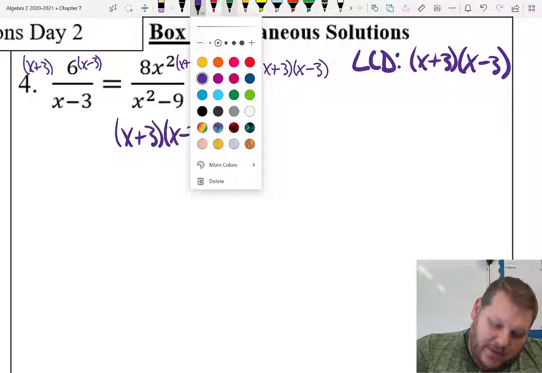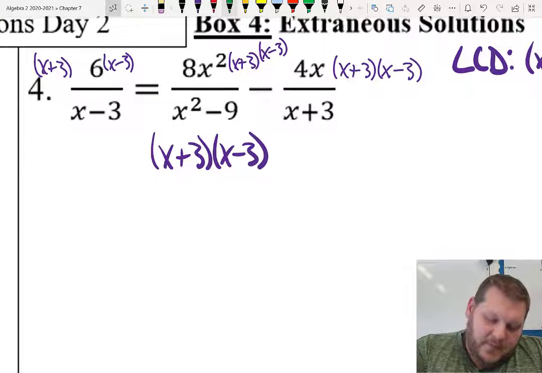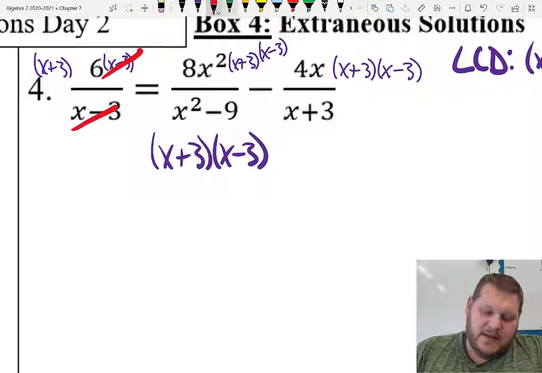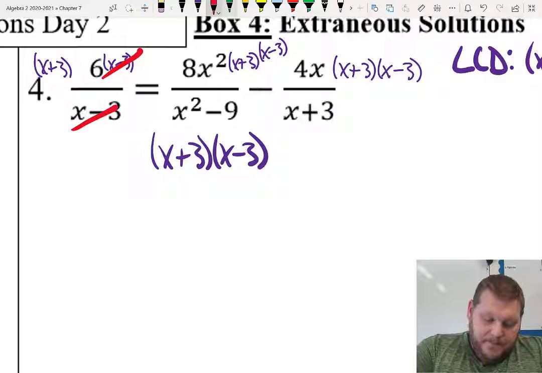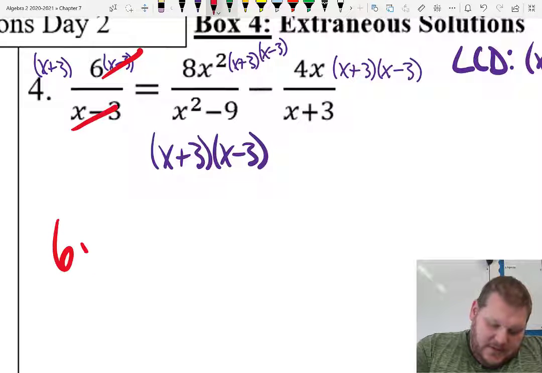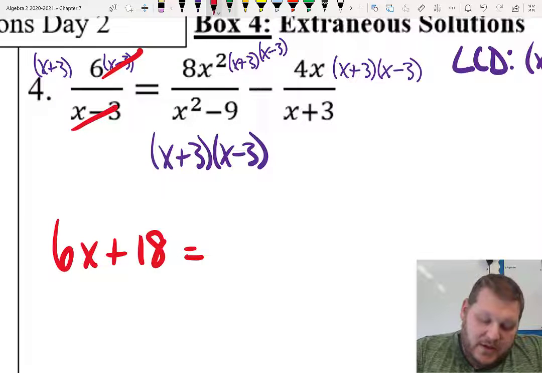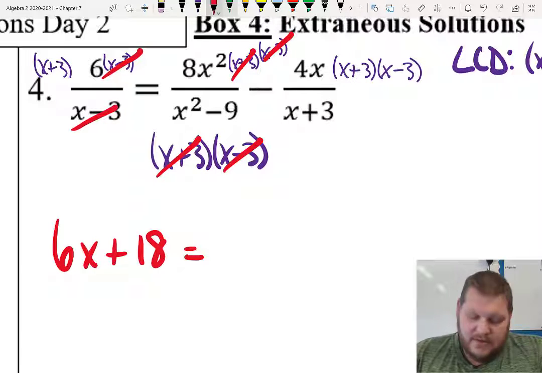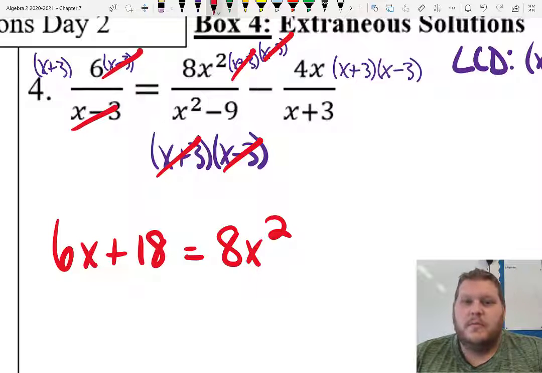And now I can go back to my thick marker and cancel out what's in common. So in this first fraction, my x minus 3's cancel out, leaving me with x times x plus 3. So that gives me 6x plus 18. Here in my middle one, x plus 3's cancel, x minus 3's cancel, so basically everything cancels, leaving me with just what was my numerator, 8x squared.